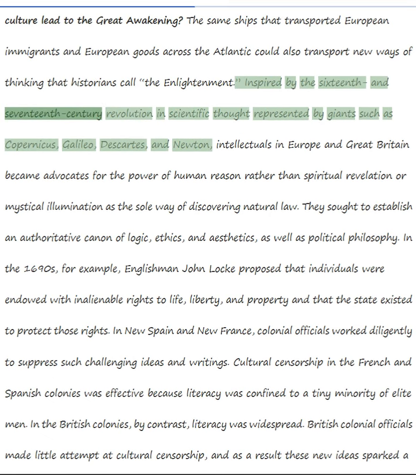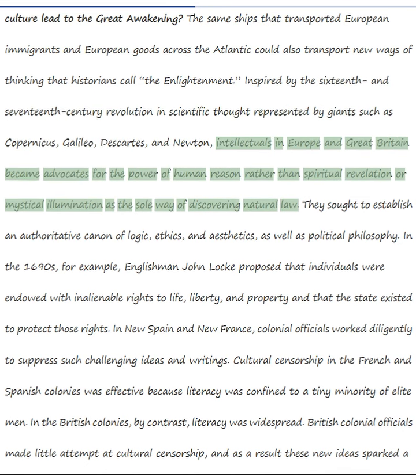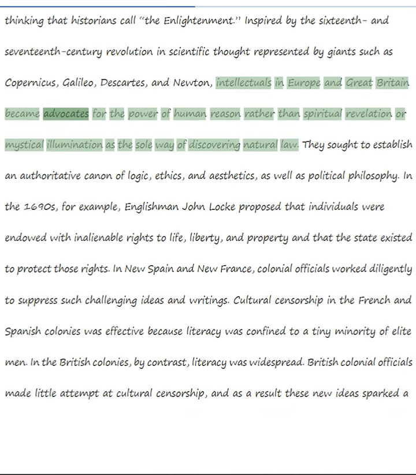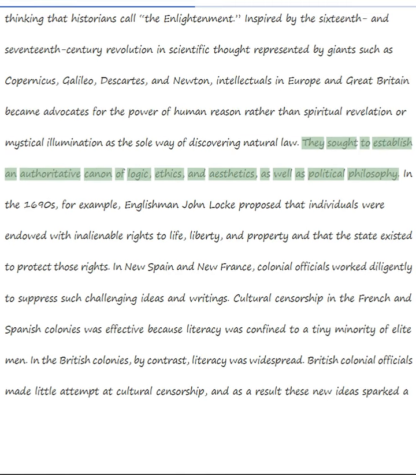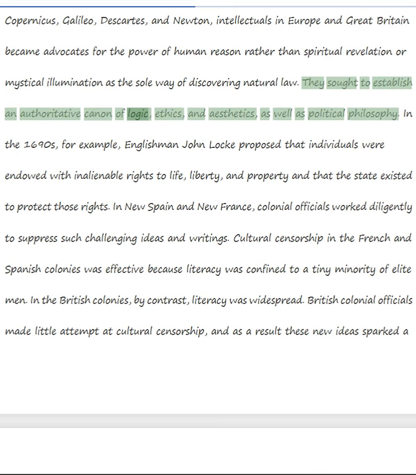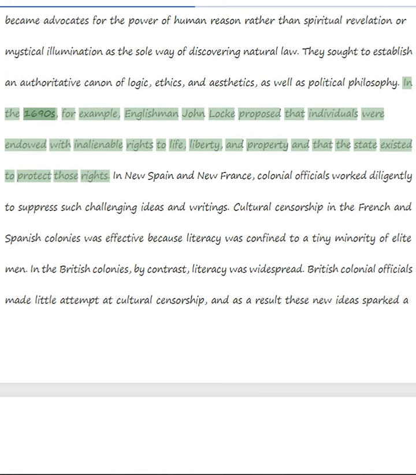Inspired by the 16th and 17th century revolution in scientific thought represented by giants such as Copernicus, Galileo, Descartes, and Newton, intellectuals in Europe and Great Britain became advocates for the power of human reason rather than spiritual revelation or mystical illumination as the sole way of discovering natural law. They sought to establish an authoritative canon of logic, ethics, and aesthetics, as well as political philosophy. In the 1690s, for example, Englishman John Locke proposed that individuals were endowed with inalienable rights to life, liberty, and property and that the state existed to protect those rights.